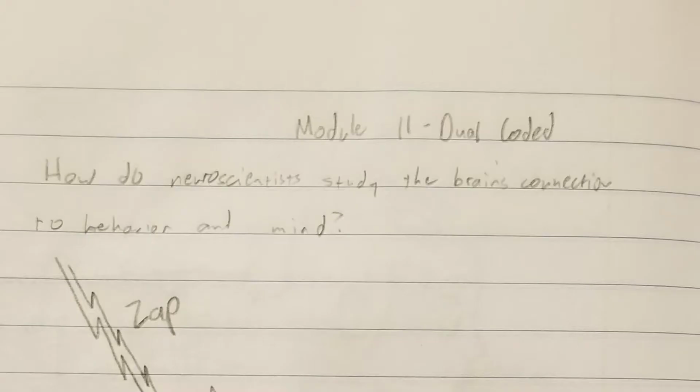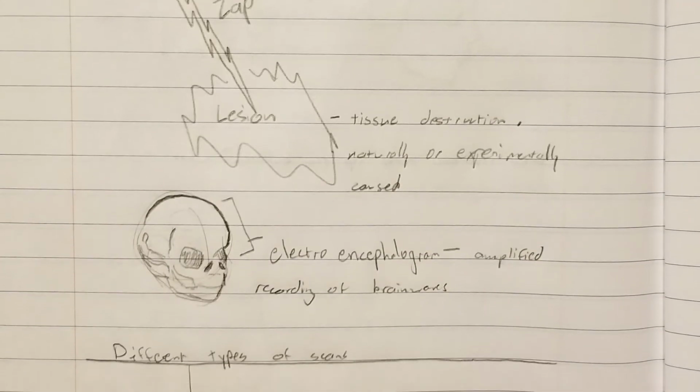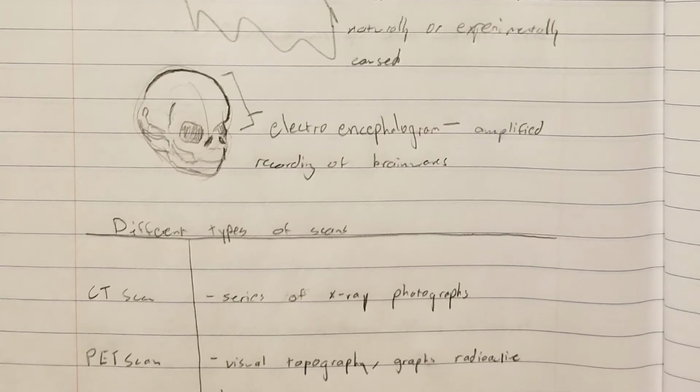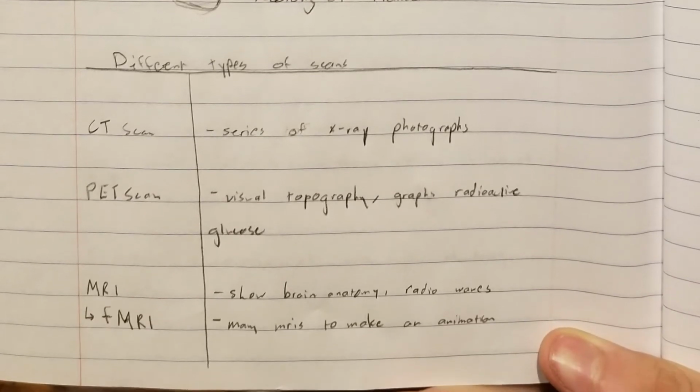Module 11, Dual-Coded. How do neuroscientists study the brain's connection to behavior and mind? Lesions: tissue destruction, naturally or experimentally caused. Electroencephalogram, amplified recording of brainwaves. Different types of scans. CT scan, also known as a CAT scan, series of X-ray photographs. PET scan, visual topography, graphs radioactive glucose.